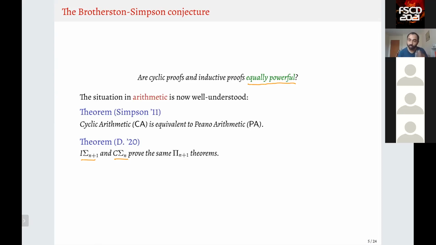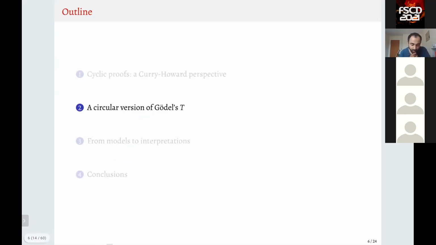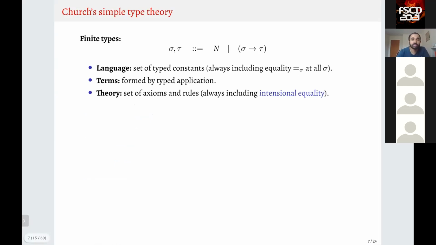And we see that in lots of other areas, and this was also maybe relevant in Koji's talk. And so in this talk, we're going to talk about type theories, and it will become relevant why we're talking about type theories in a moment. And the starting point for this, for me at least, was to look at Gödel's system T. And to understand Gödel's system T, one must first understand Church's simple type theory.